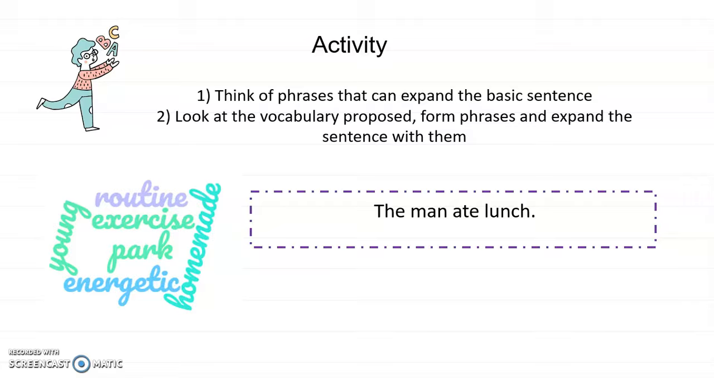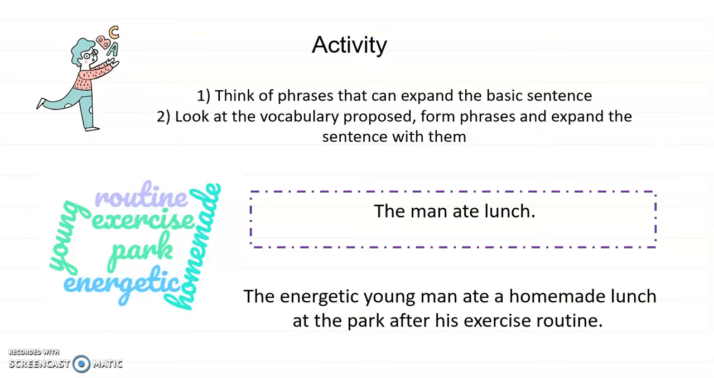The way I did it was this. The energetic young man ate a homemade lunch at the park after his exercise routine. The energetic young man, it's the noun phrase that creates my subject. Ate a homemade lunch, it's the action phrase, so it's created with the verb and the direct object. And I have 2 prepositional phrases.